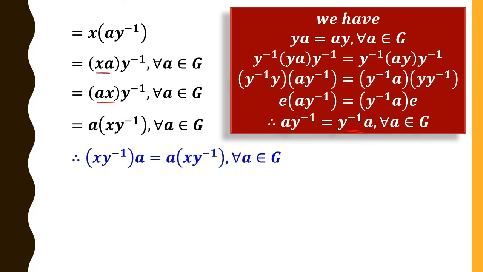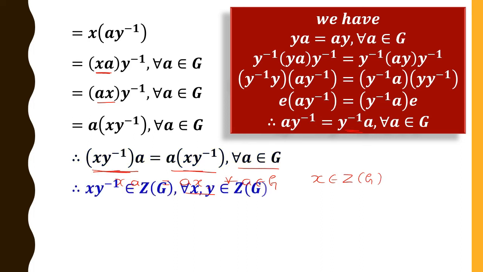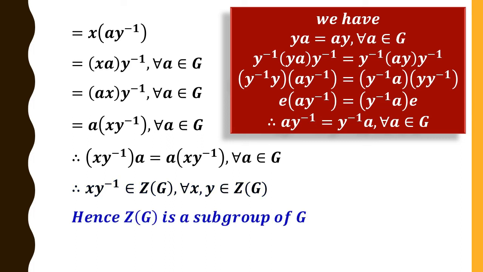Therefore we got XY inverse of A is equal to A of XY inverse, and it is true for all A belongs to G. Now it is of the form XA is equal to AX, and it is true for all A belongs to G. If we have the statement like this, we say that X belongs to Z of G. Therefore here in place of X I have XY inverse. Therefore clearly XY inverse belongs to Z of G, and it is true for all X, Y belongs to Z of G. Therefore we conclude that Z of G is a subgroup of G.